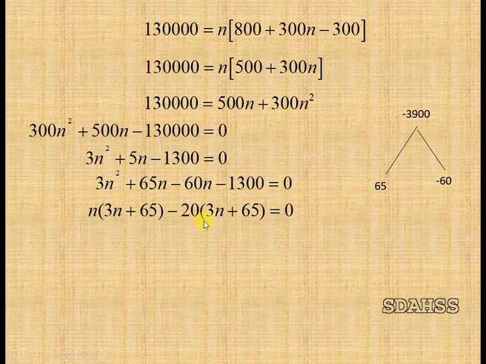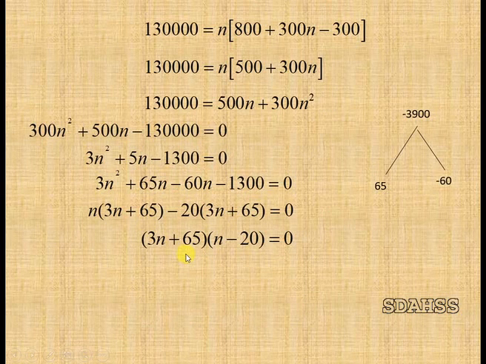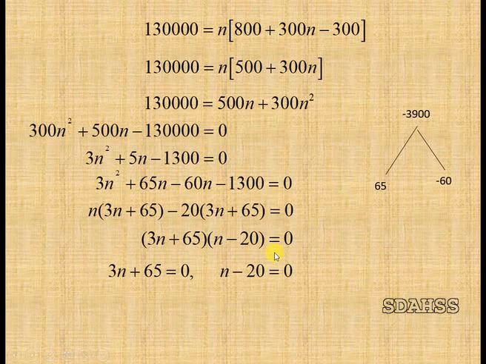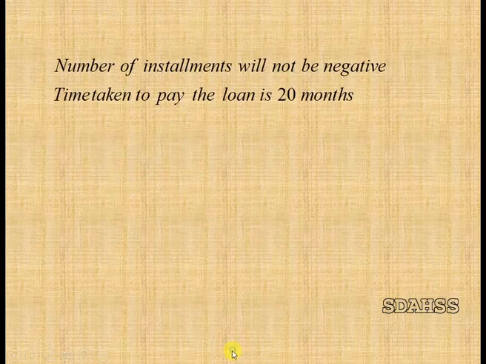So you have minus 20 into 3n plus 65 is equal to 0. Now 3n plus 5 is a common factor, so take it outside. So you have 3n plus 65 into n minus 20 is equal to 0. Now the first factor is equal to 0 and the second factor is equal to 0. So 3n plus 65 equal to 0, n minus 20 is equal to 0. So n is equal to minus 65 by 3, then n is equal to 20.